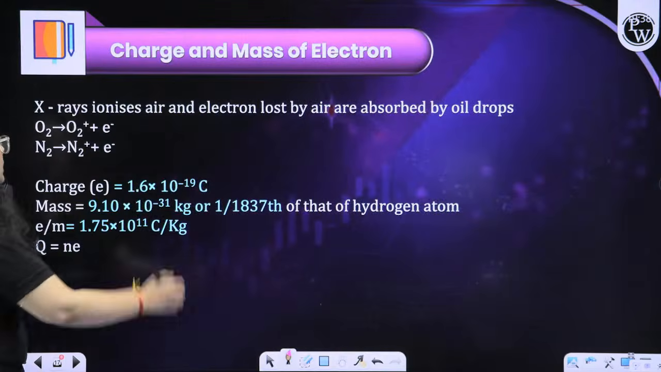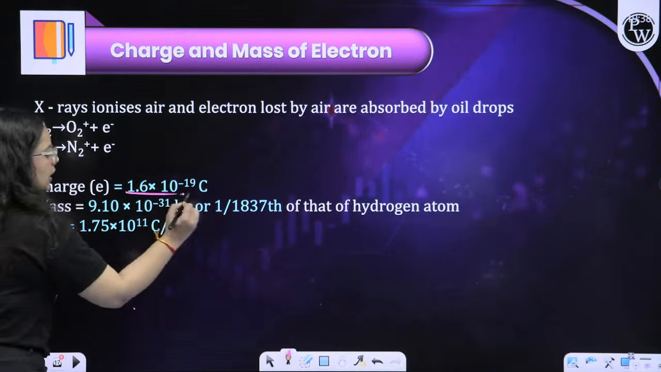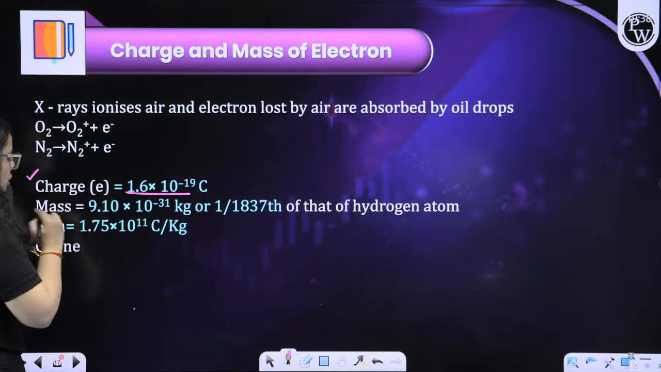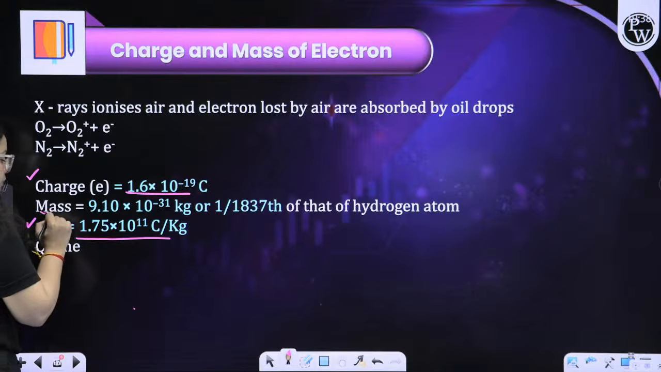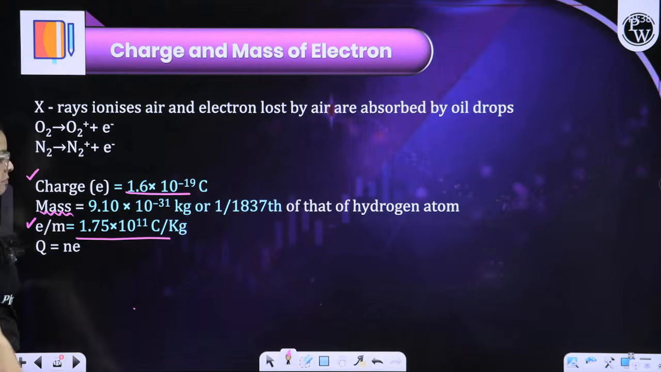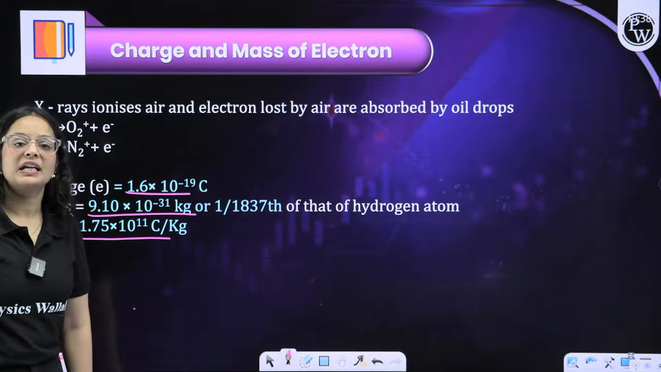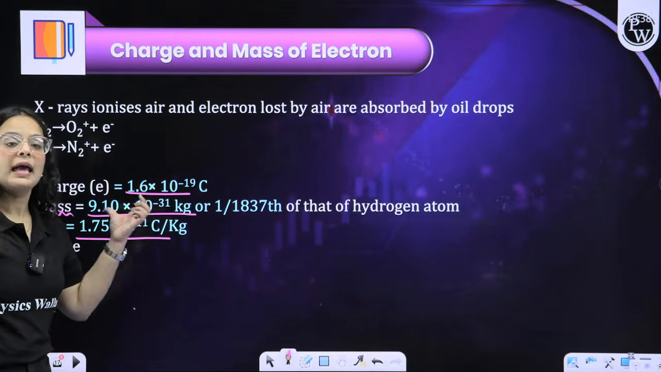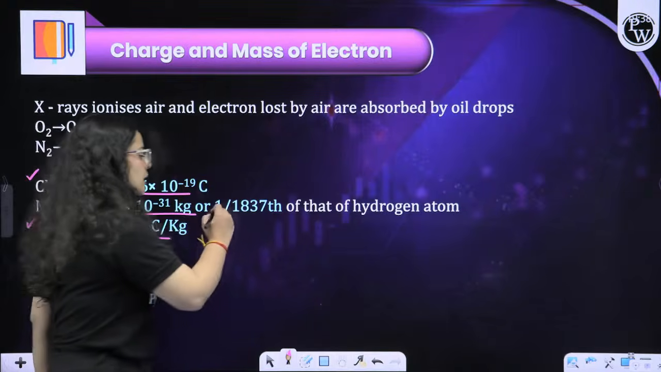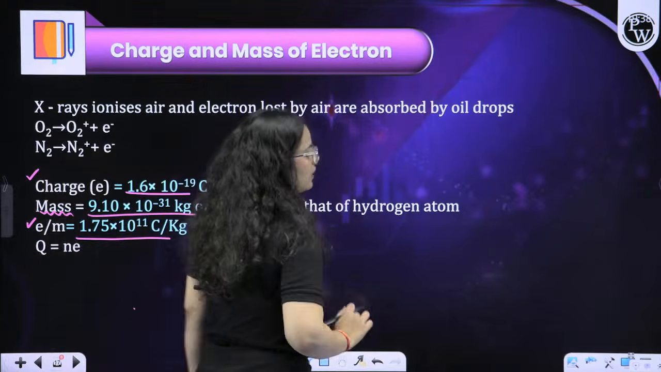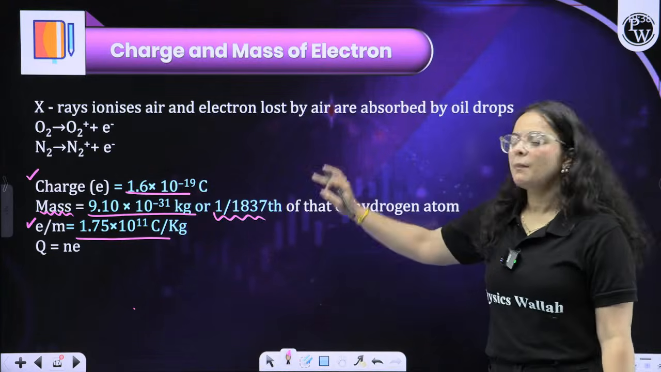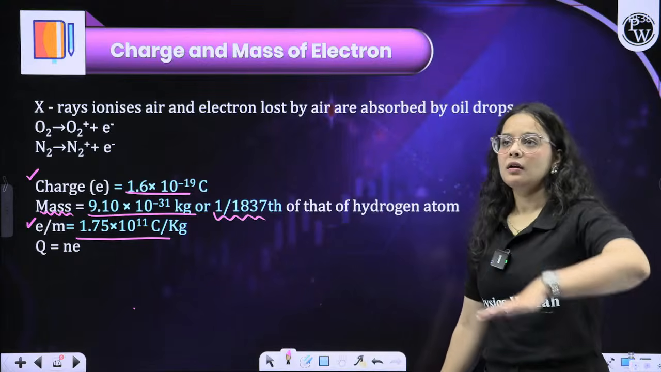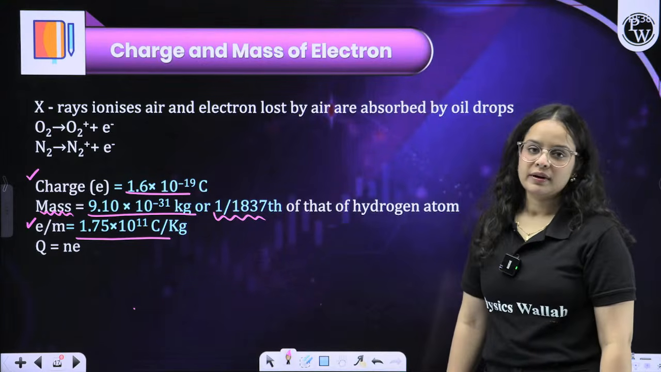All right, moving on to the other terms: the charge of the electron is this much from the Millikan oil drop experiment, and e by m is from the Thomson model. Then the mass: the mass of an electron is 9.1 into 10 raised to the minus 31 kg, which is approximately 1 upon 1837 times that of a hydrogen atom. So all these observations simply indicate the properties of the electron that were discovered from the cathode ray experiment, right?